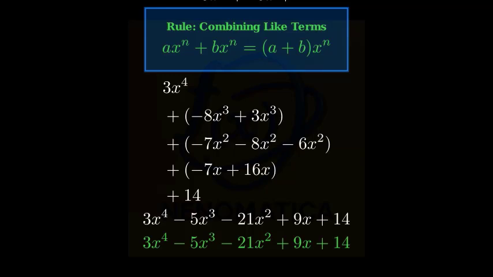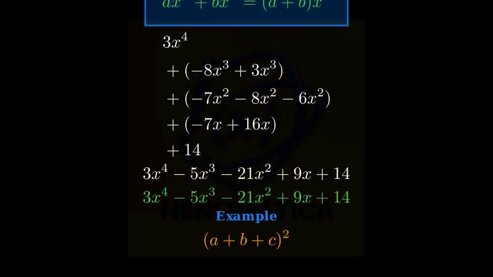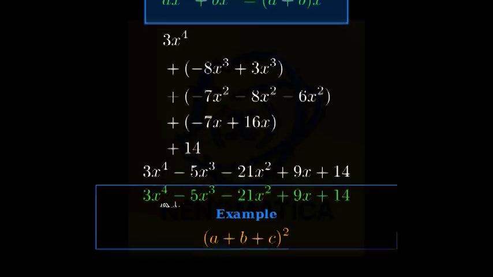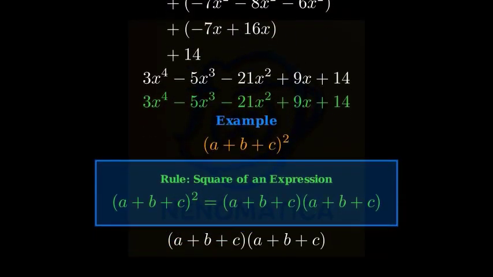Now, let's look at our second example. We want to expand the square of a trinomial, a plus b plus c, all squared. To expand this expression, we'll first rewrite it as a product of two identical factors. By definition, a plus b plus c squared is equal to a plus b plus c times a plus b plus c. Now we'll use the distributive property again.